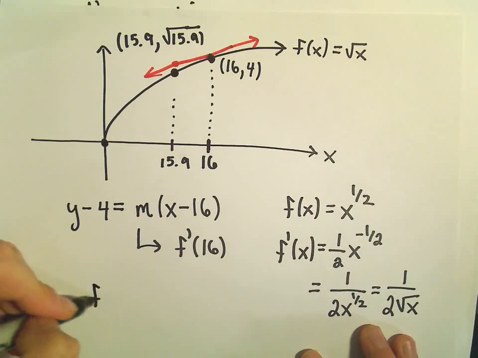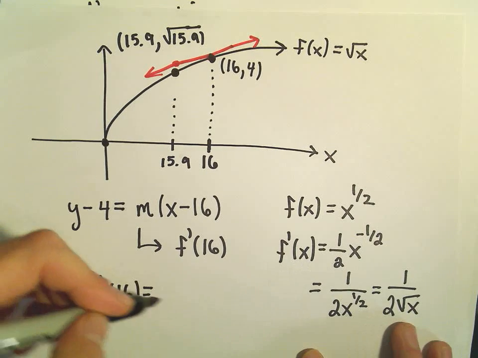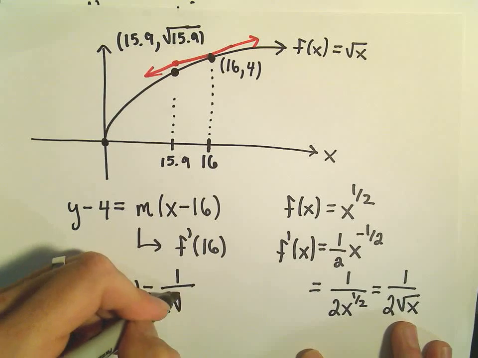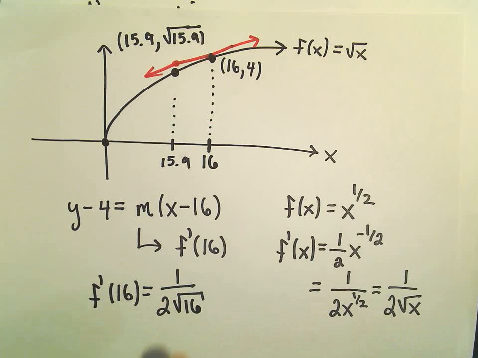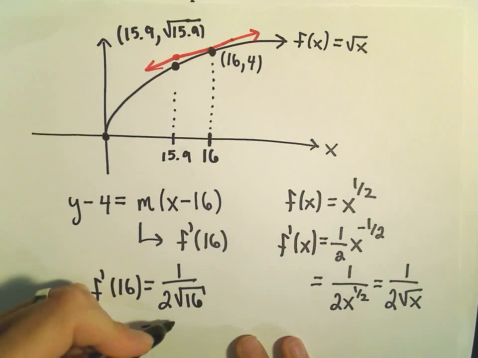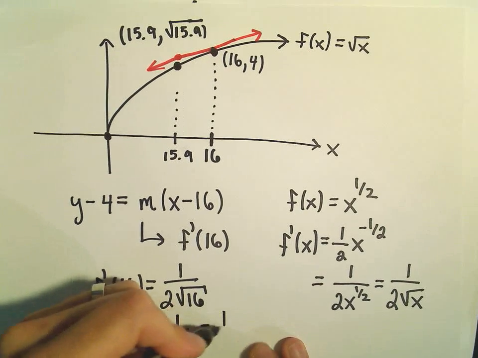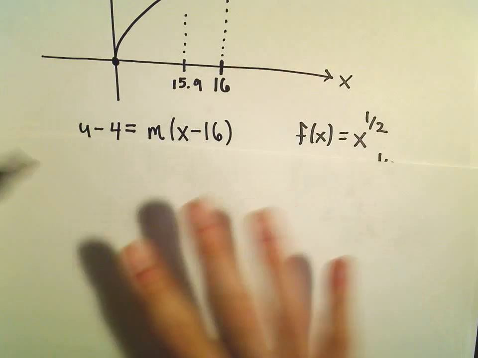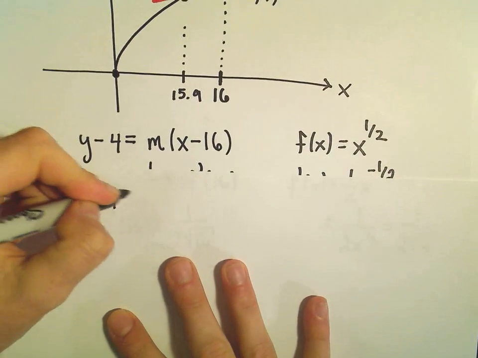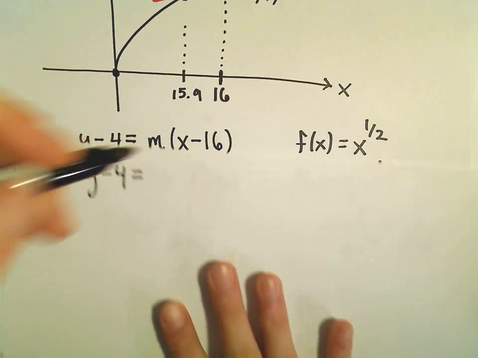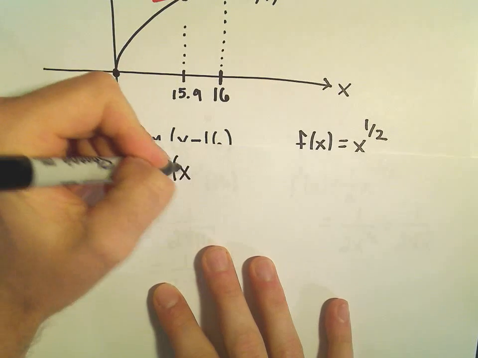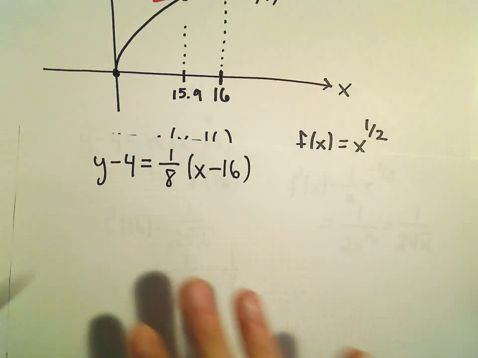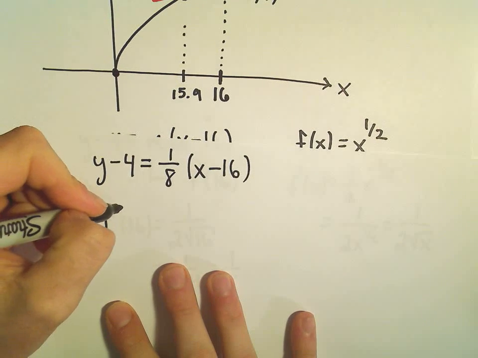Easy enough. So if I plug 16 into my derivative formula, we'll have 1 over 2 times the square root of 16. The square root of 16 is just 4, so we've got 2 times 4, or 1/8 as our slope. So all I'm going to do is rewrite the equation of my tangent line and fill it in completely. We have y minus 4 equals 1 over 8 times x minus 16. And I'm going to clean this up a little bit and put it in slope-intercept form.